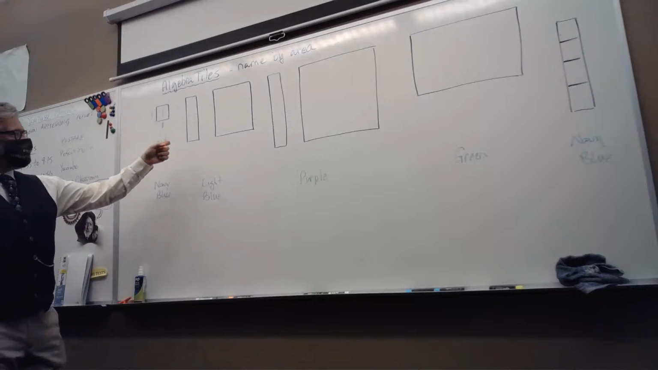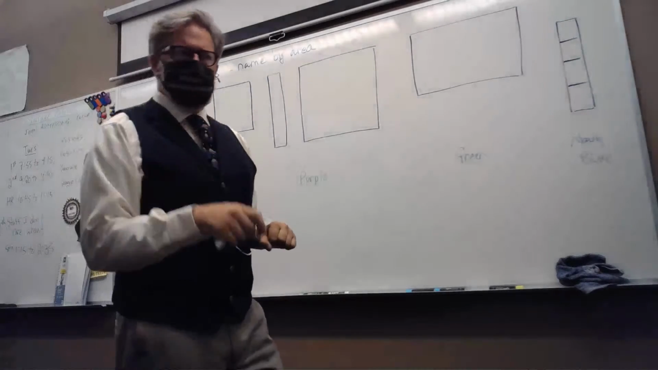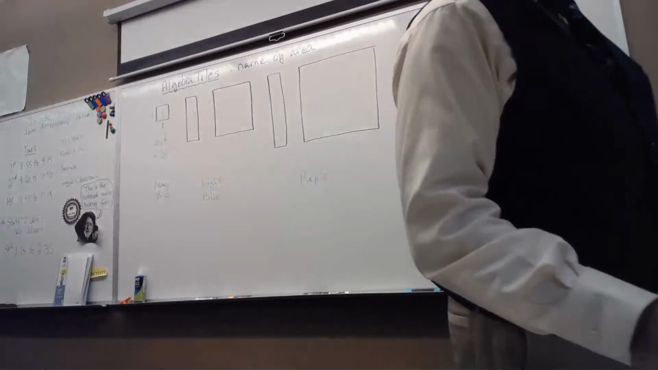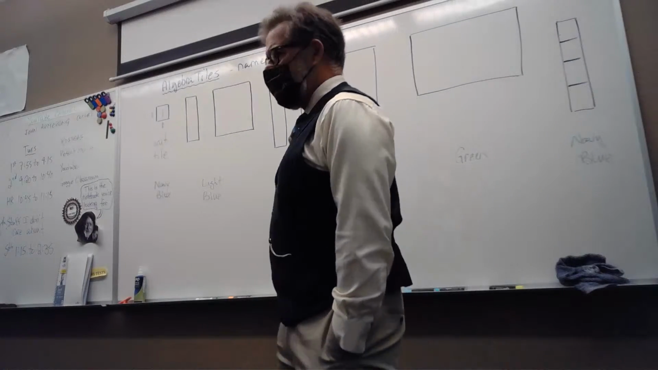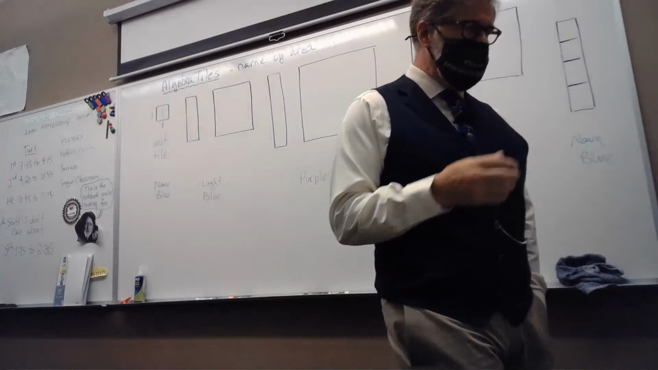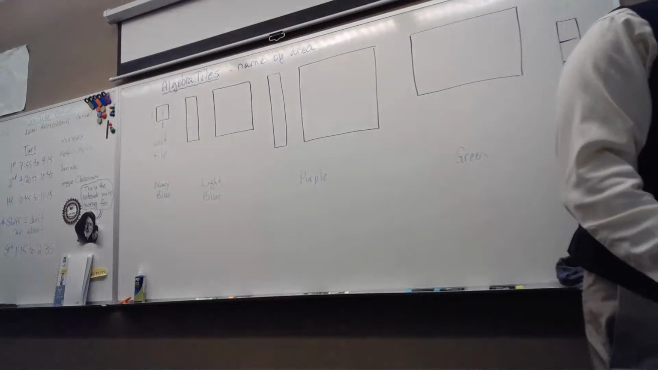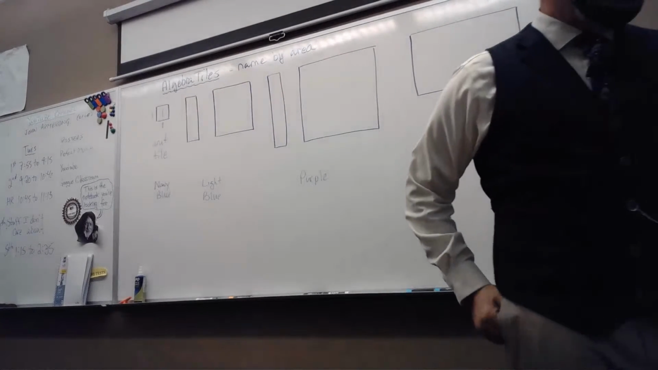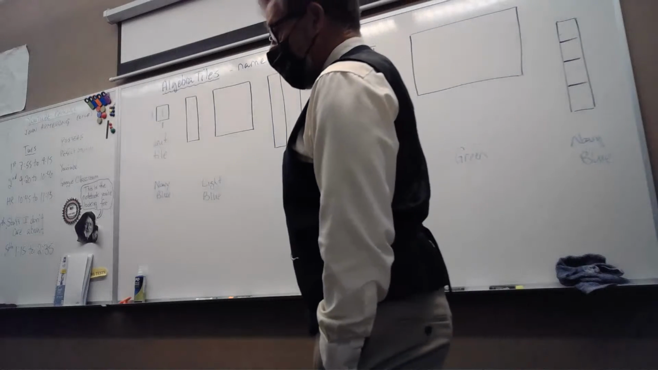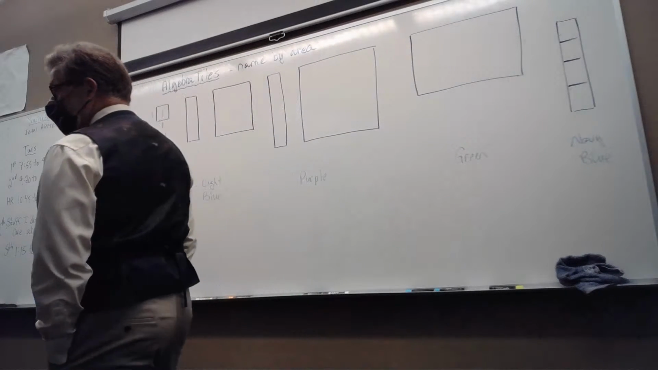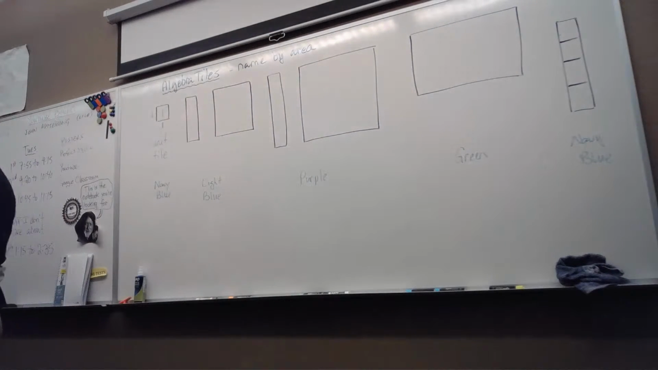Light blue rectangle. I want to know the dimensions of the light blue rectangle. Go. So you're talking to your partner. I should see you trying to figure it out. The dimensions of the light blue rectangle. So the bottom, 3 or 2, not sure. You can use the tiles to try to figure it out.